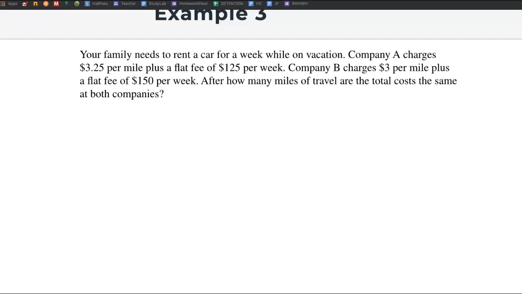While on vacation, Company A charges $3.25 per mile plus a flat rate fee of $125 per week. Company B charges $3 per mile plus a flat fee of $150 per week. After how many miles of travel are the total costs the same? So we know that we're going to have to set them equal to each other so that the costs are the same. How would I write the setup for Company A?